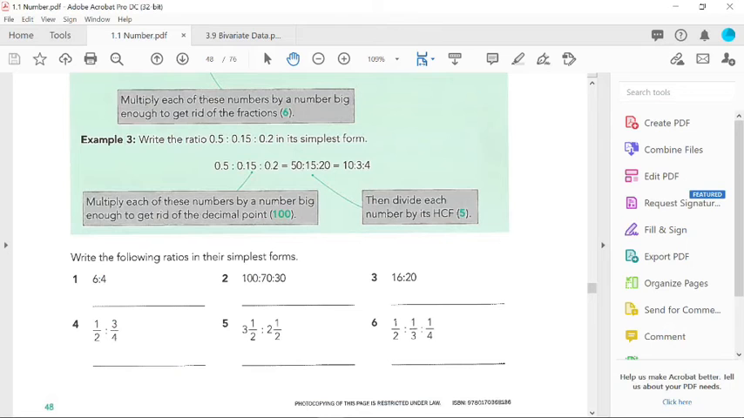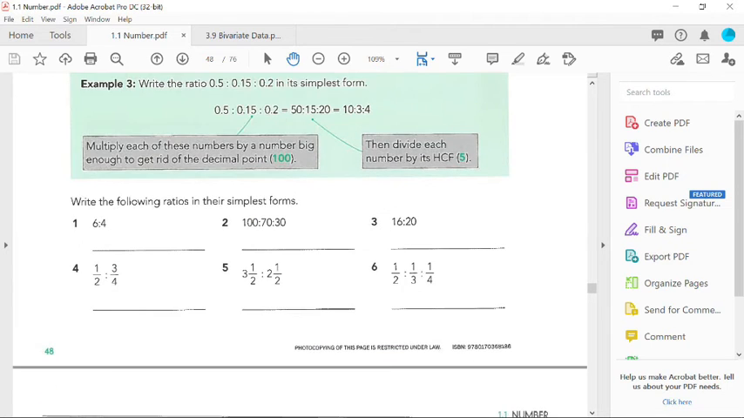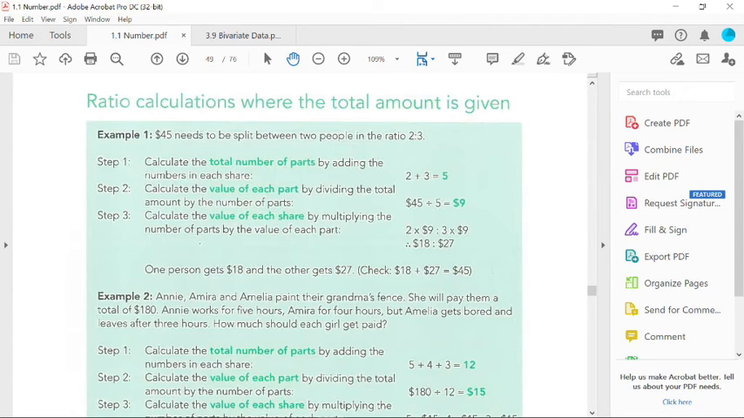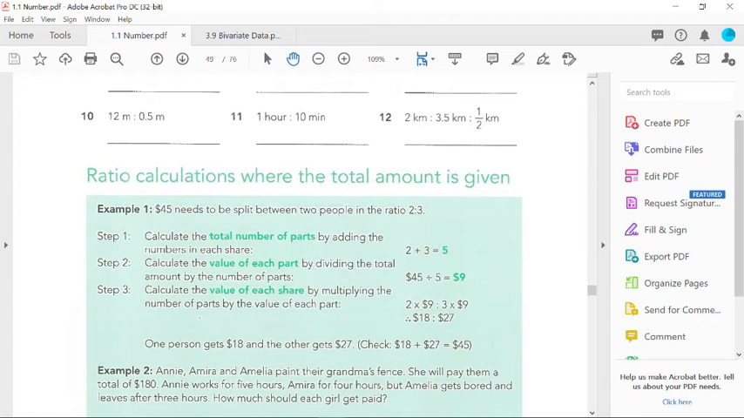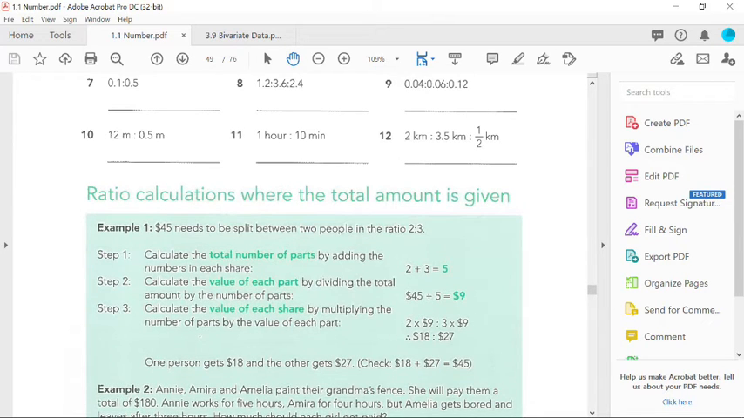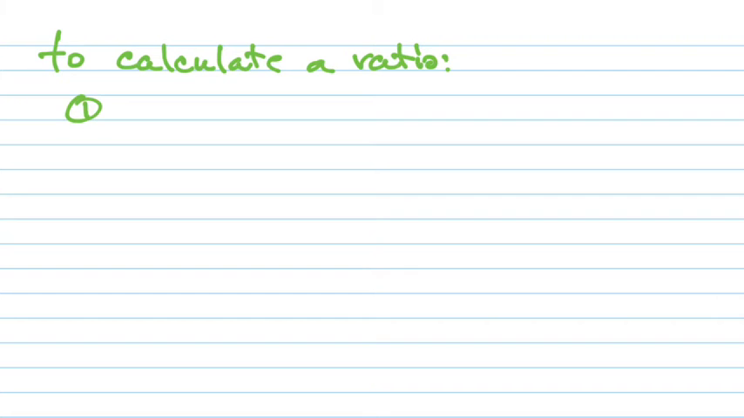And look at finding a ratio and what you're going to do. Okay? Well, actually, we should do steps first, shouldn't we? Okay. To calculate a ratio. Again, very simple. First, find the sum of the parts.